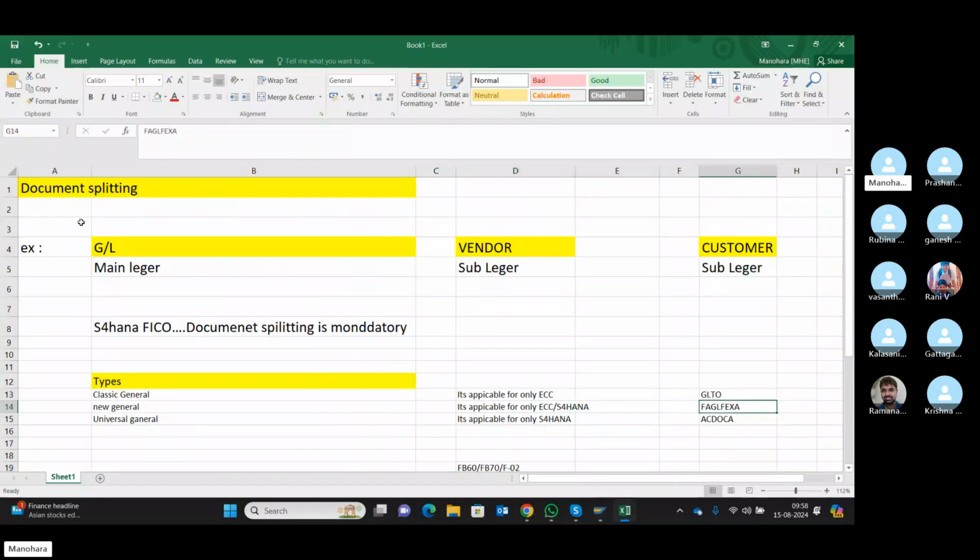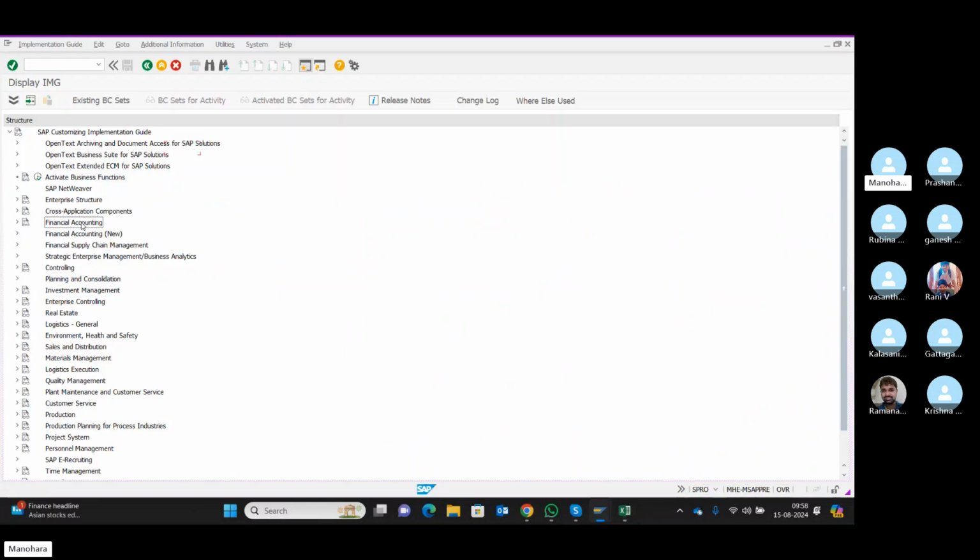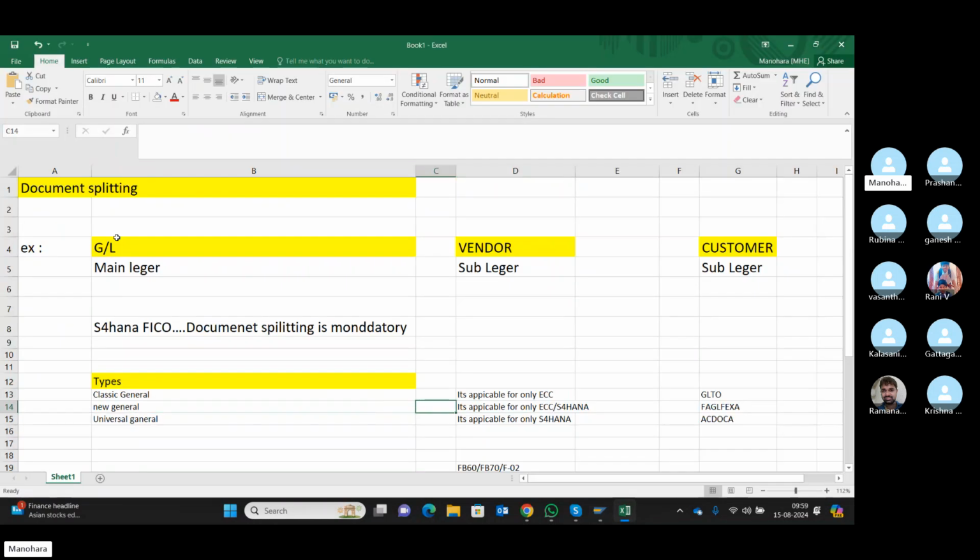These are the tables. GLT means it is classic GL only. In real time, nobody will tell you which GL is being used, they will only tell you the basics. Nobody tells these things, so we have to gain this understanding ourselves. Whenever it shows New, we have to decide that the client is using the new GL concept.